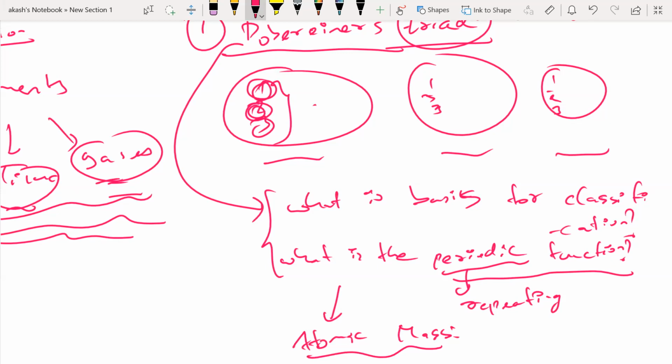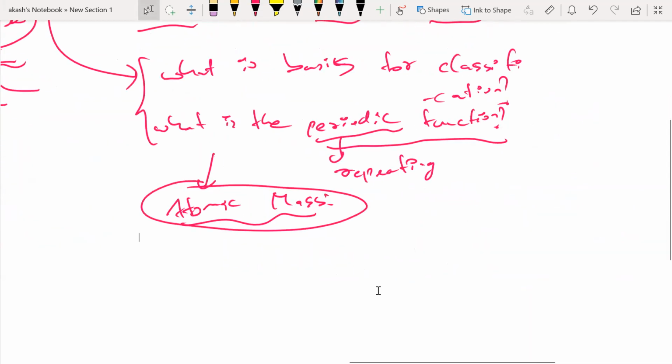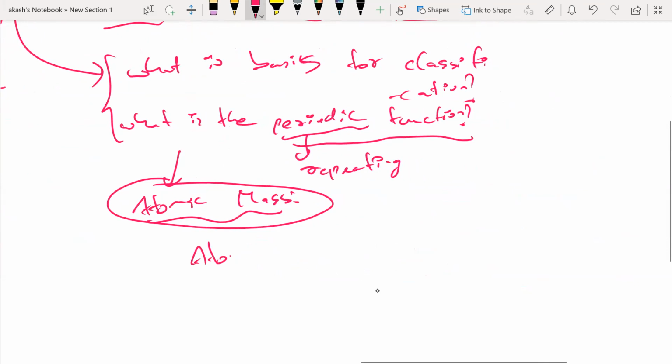Okay, so not only this, the next few things, what are you going to see? For all of them, the periodic function, or the basis for the classification, is nothing but the atomic mass of the element. Now we know what atomic mass is, right? Can someone tell me what is atomic mass? What is atomic mass, people?